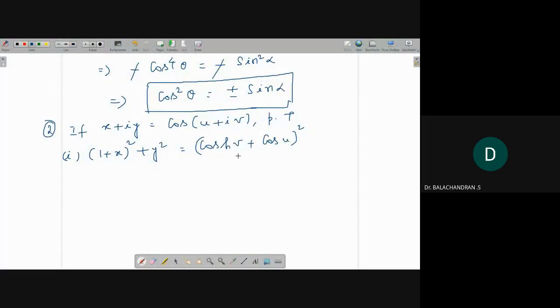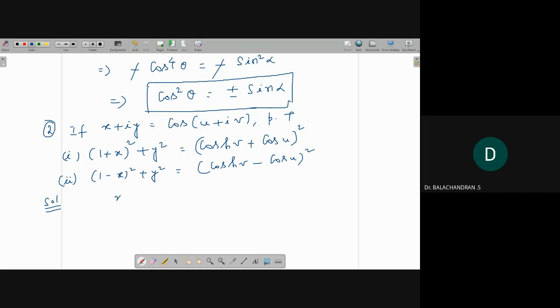If x plus iy equals cos of u plus iv, prove that subdivision 1: (1 plus x) whole square plus y square equals (cos hv plus cos u) whole square. Subdivision 2: (1 minus x) whole square plus y square equals (cos hv minus cos u) whole square. So now I'm going to prove the first one. You should try the second one.